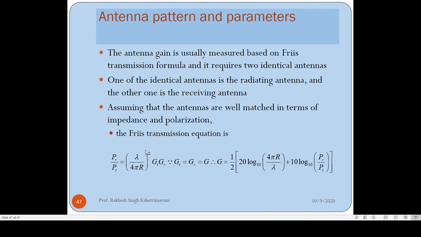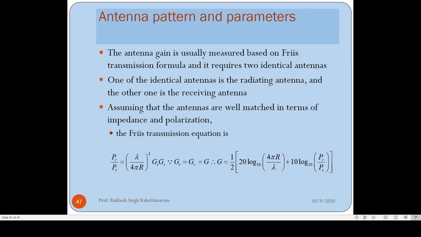You can find out like that, or you can use two identical antennas at the transmitter and receiver. In that case, GT and GR become equal. We call it G, and we measure G always in dB. So you can find G as half of 20 log 10 (4 pi r by lambda) plus 10 log 10 (PR by PT). So this is how you find out the gain of the antenna using the gain transfer method.